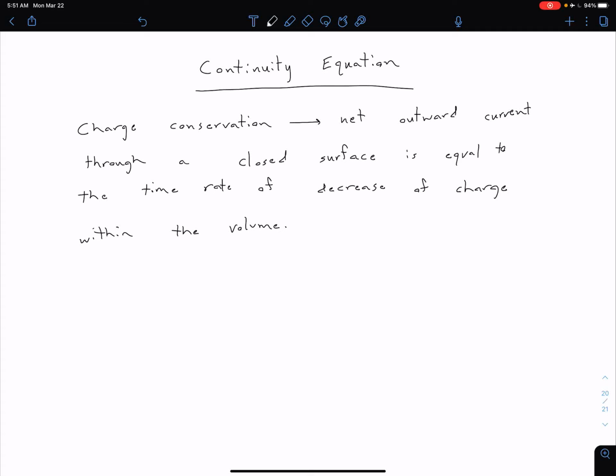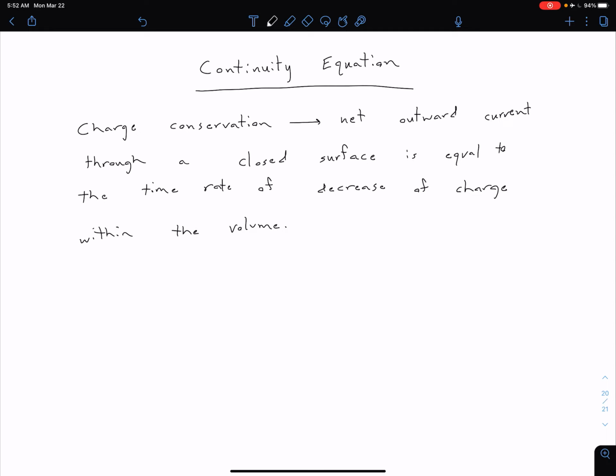The next item we're going to look at is the continuity equation. This is something that's used often in electronics, semiconductor physics, and as we'll see later, electromagnetics. The basic idea here is we're considering charge conservation, and we're saying that a net outward current through some closed surface has to be equal to the time rate of decrease of charge within the volume.